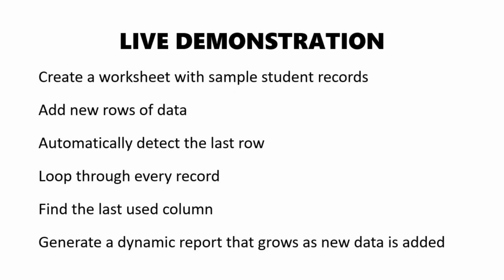Let's put everything into practice. This is your assignment. Create a worksheet with simple student records. Add new rows of data. Automatically detect the last row. Loop through every record. Find the last used column. And finally, generate a dynamic report that grows as new data is added. By the end of the demonstration, you will see how professional VBA applications adapt automatically without changing a single line of code.